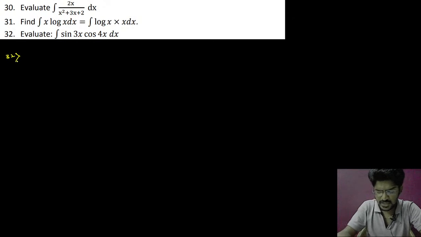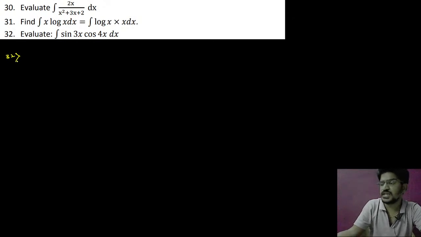So what about others? Have you understood that method? Otherwise we can solve it by partial fractions also at the end of this session, no problem. So now let us go for integration of sine 3x cos 4x with respect to dx.